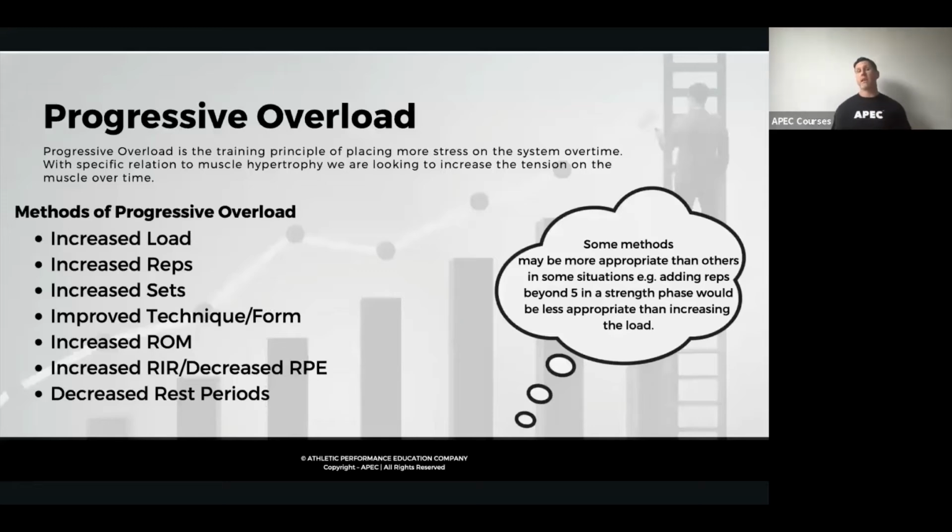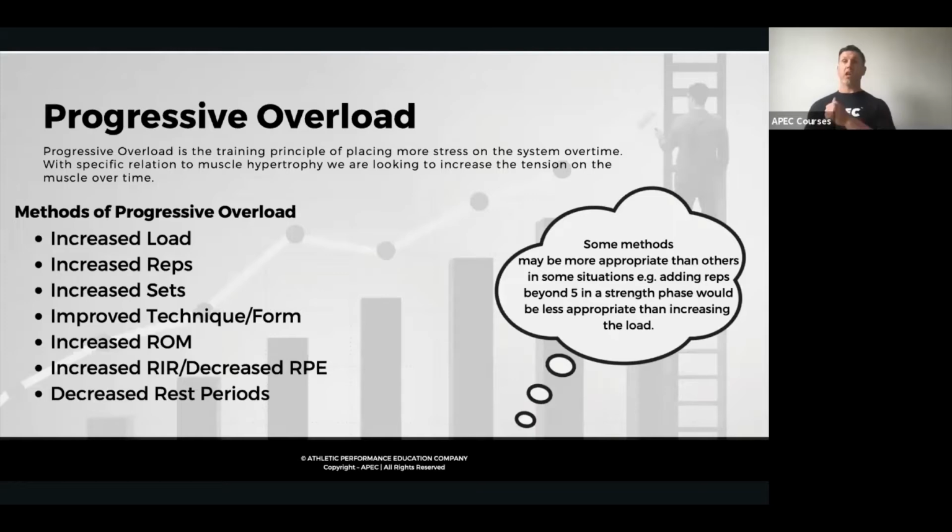One of the most important things that we need to focus on as we go through the physiological process of trying to develop hypertrophy is progressive overload. Progressive overload is the training principle of placing more stress on the system over time. With specific relation to muscle hypertrophy, we are looking to increase the tension on the muscle over time. So we've always got to be thinking progressive overload, and there are many, many ways in which we can provide progressive overload to our clients.